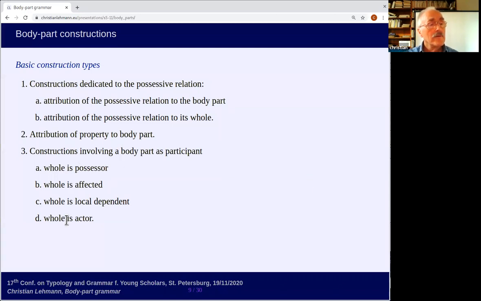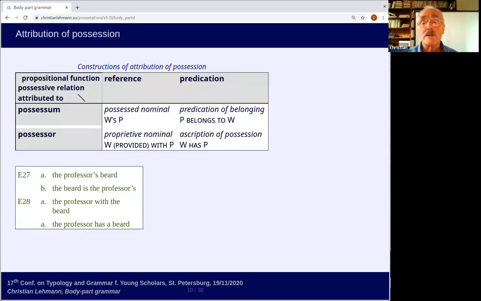These are the roles that may be assumed by the whole, abbreviated by W, as you remember, and the part, abbreviated by P. So the first subchapter is attribution of possession.